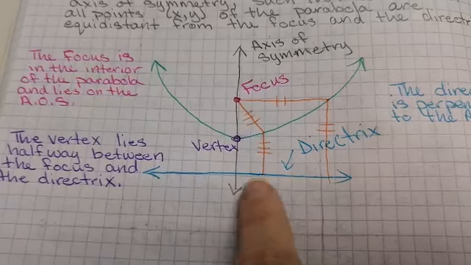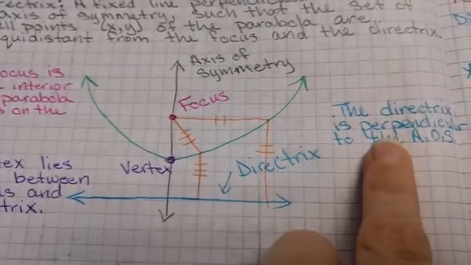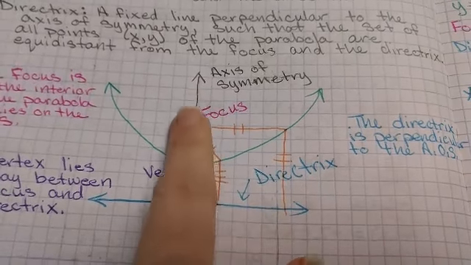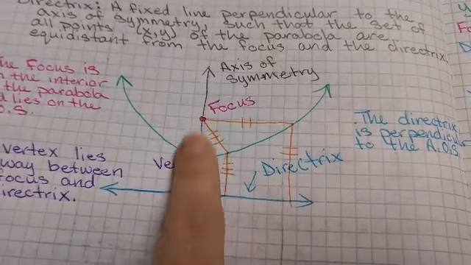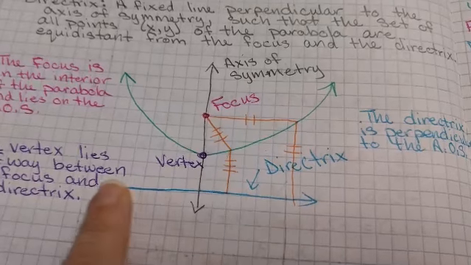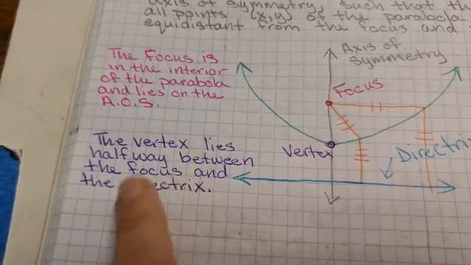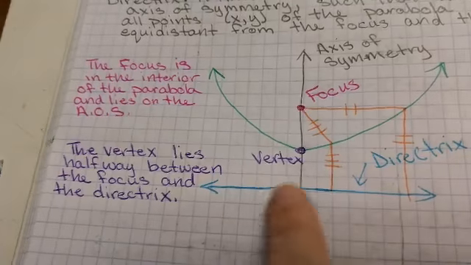Then this blue line is our directrix. The directrix is perpendicular to the axis of symmetry. So my axis of symmetry is going vertical, and then my directrix is horizontal. The vertex lies halfway between the focus and the directrix.